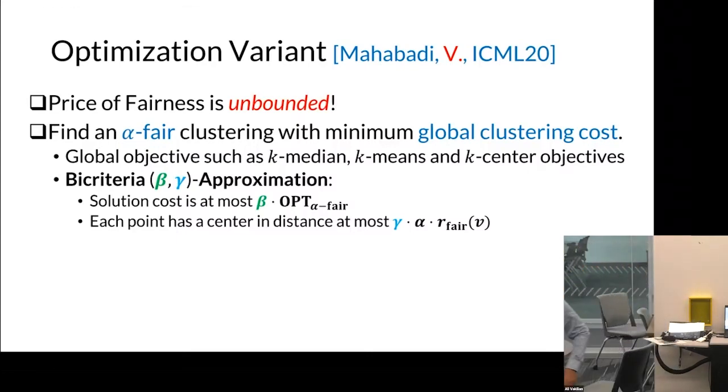Sorry, on the unboundedness of the price of fairness, you mentioned before that the standard k-center case has unbounded price of fairness, but this is true also for this fairness radius version? Yes, it's actually true for this instance, which is a special case.